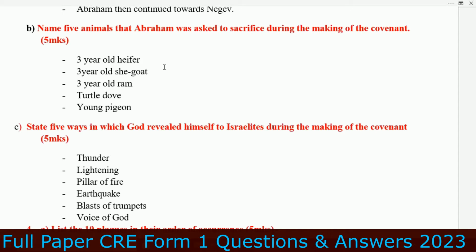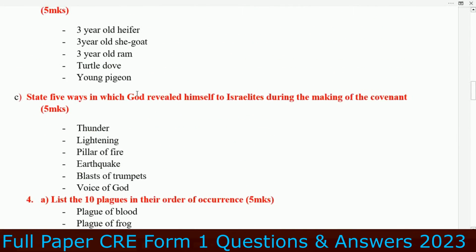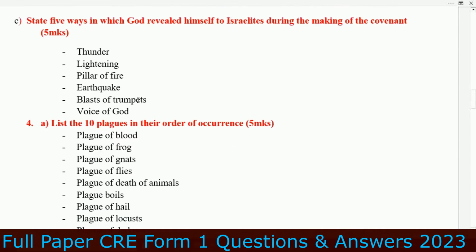So he was to give a 3-year-old heifer. Number 2, a 3-year-old she-goat. Next, a 3-year-old ram. Next, a turtle dove. Next, a young pigeon. You can see those are the things that he was told to give as a sacrifice for the covenant.